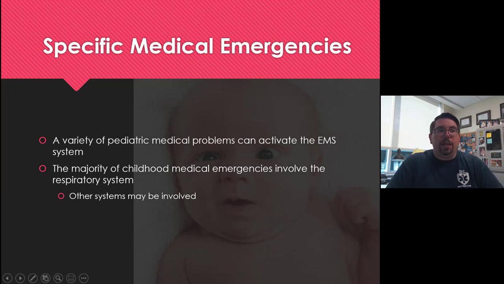We know that a variety of pediatric medical problems can activate the EMS system. The majority of those typically involve the respiratory system or some type of shock-related issue. There are a number of other medical conditions that you can see. They're all rather rare, just as a pediatric patient is. We have to remember that since we don't see pediatric patients regularly, we must be able to focus in on their individual needs. Remember, pediatric patients are not just small adults. There's a number of other body systems that can be involved that can lead to a medical emergency for a pediatric patient.